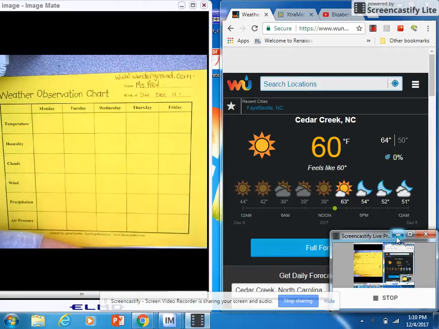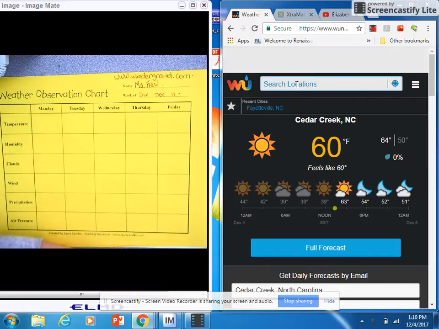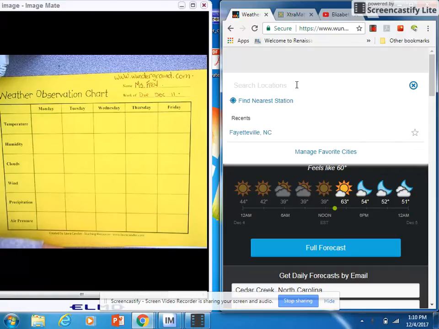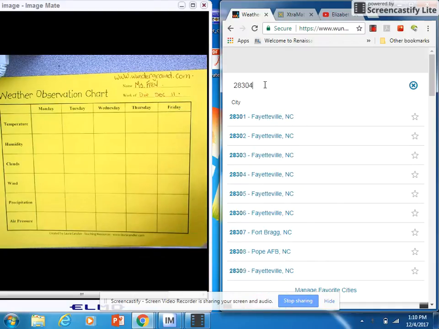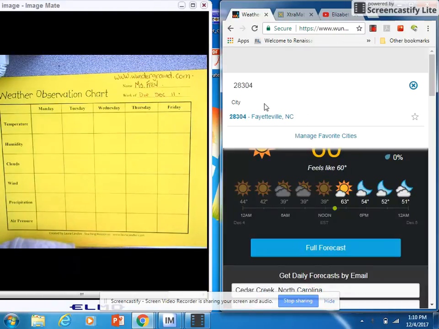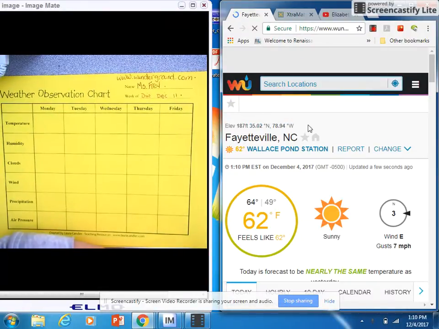Okay, so you're going to come over here to wonderground.com, which you should have at the top of your page. Where it says search for location, you can either click here and then click on Fayetteville, North Carolina, because I've done this before. It's on there. If not, you're just going to put your zip code in and click on it. It doesn't matter. I just picked that one.